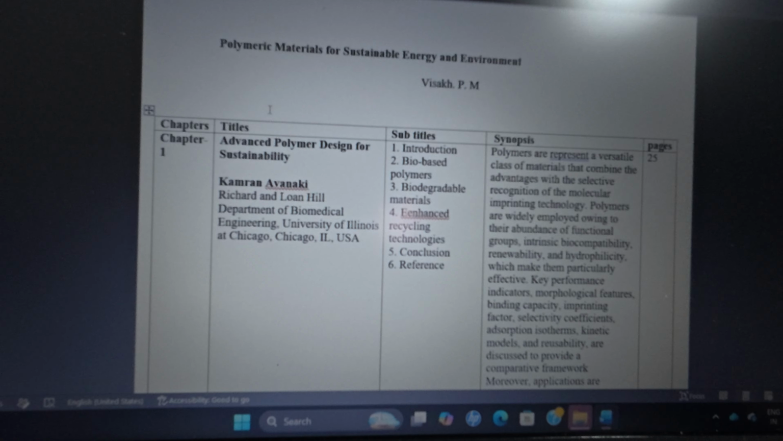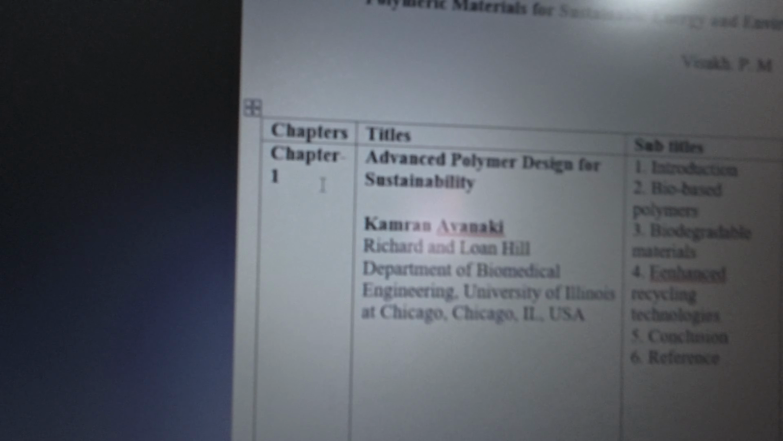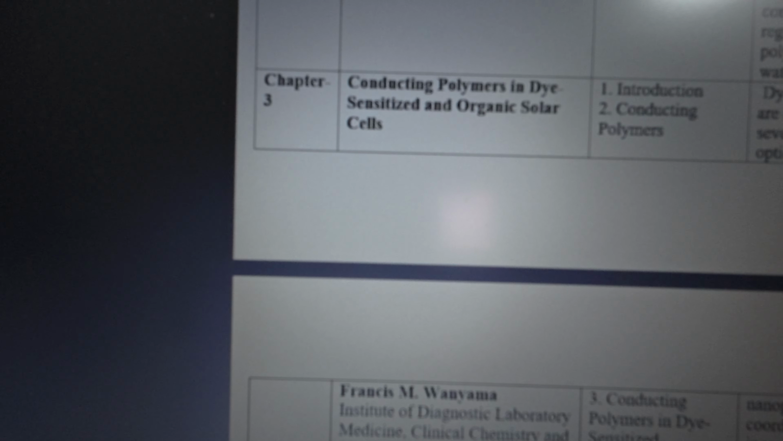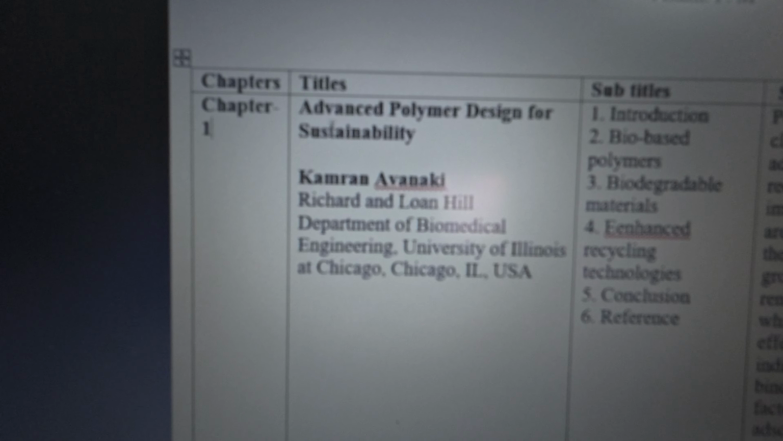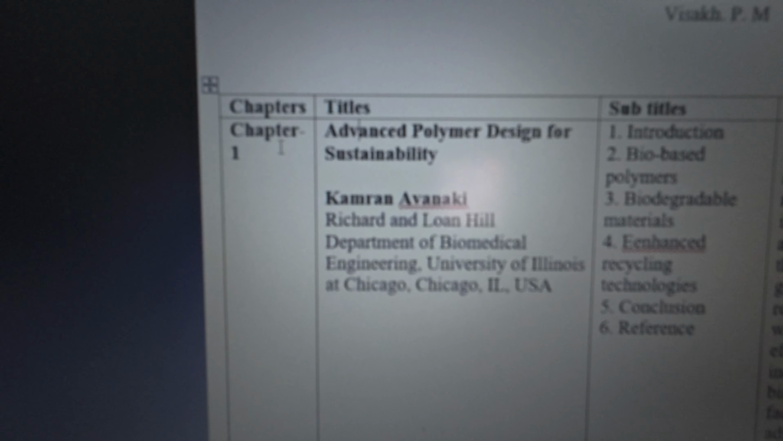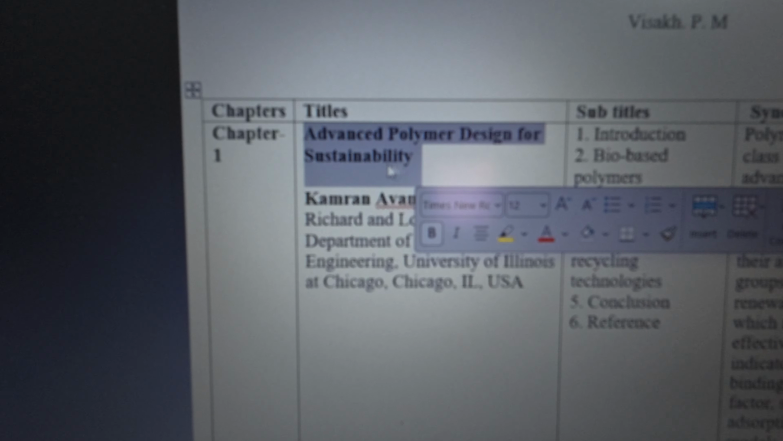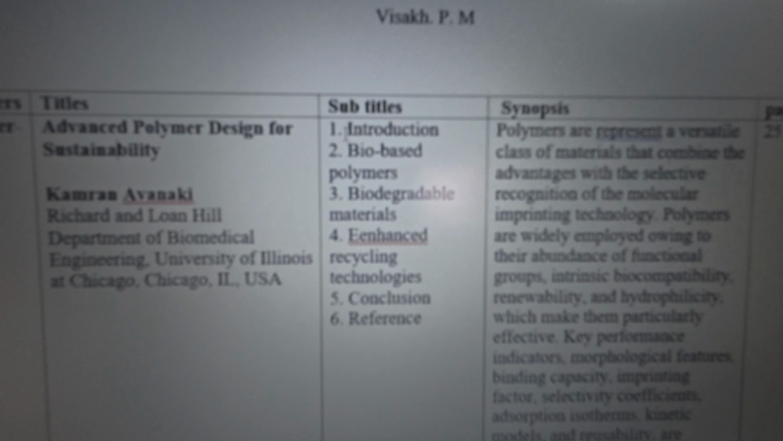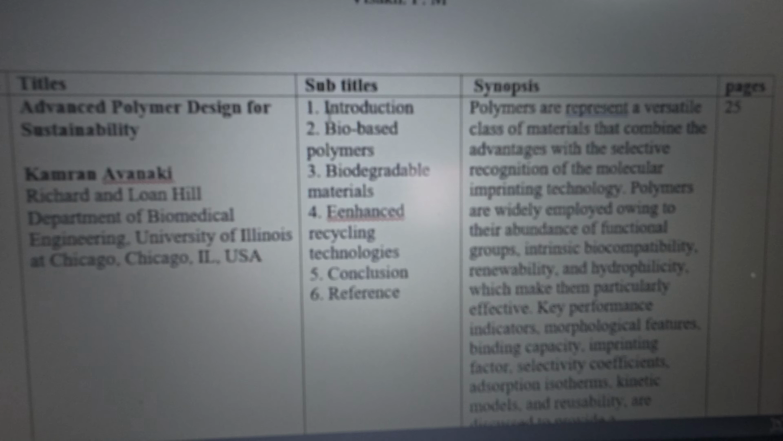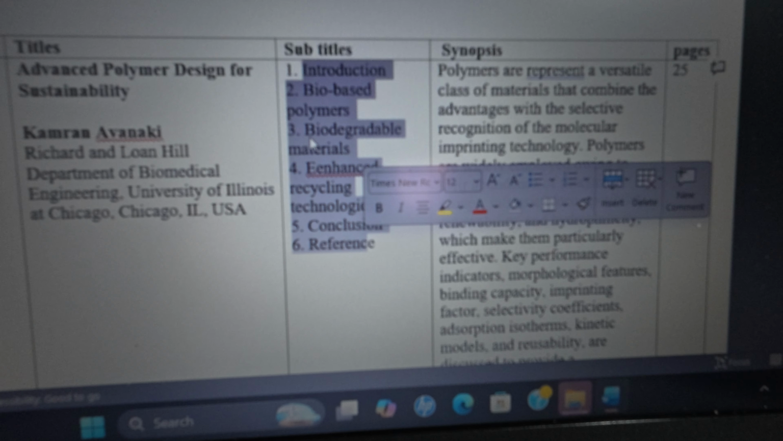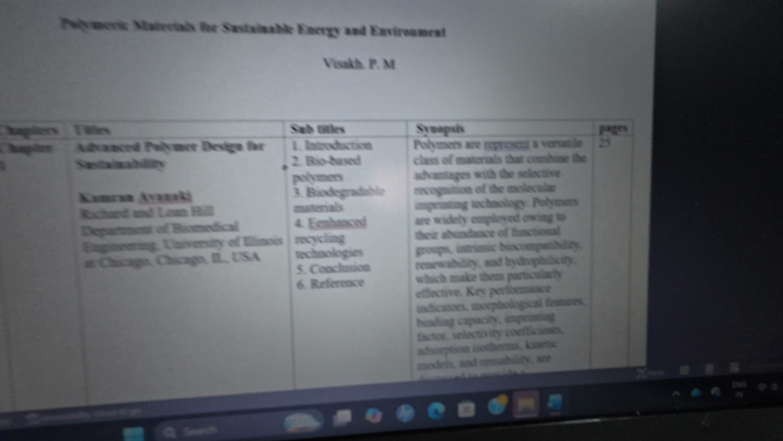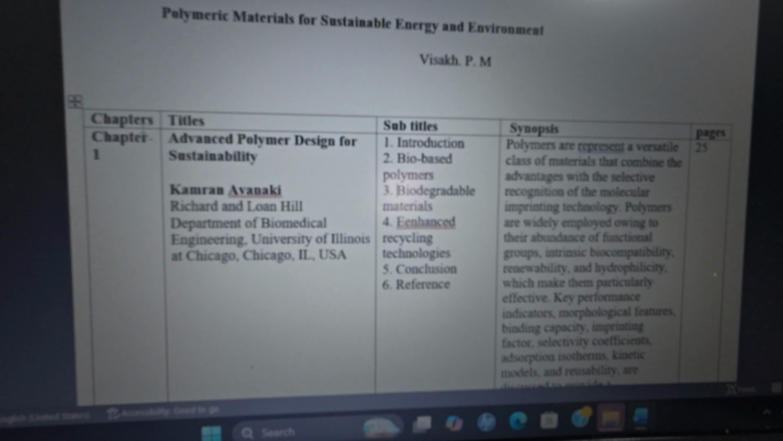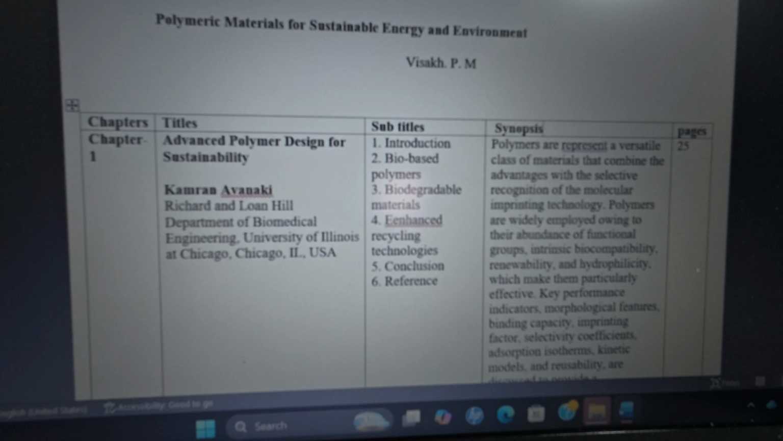So this is called the table of contents, TOC. It means you can see chapter 1, chapter 2, chapter 3, etc. And you have to write each chapter's title. So here chapter 1 and chapter 2, which chapters we are going to write. And then you have to write subtitles. What will be the subtitle in these chapters? Also synopsis. So here we have a table: chapter, title, subtitle, synopsis, and pages. This is the main part for book editing.